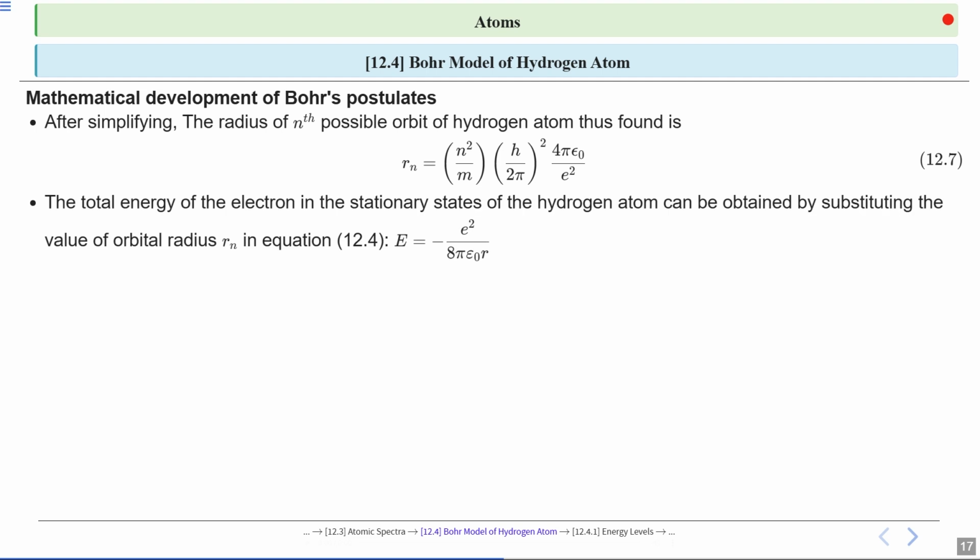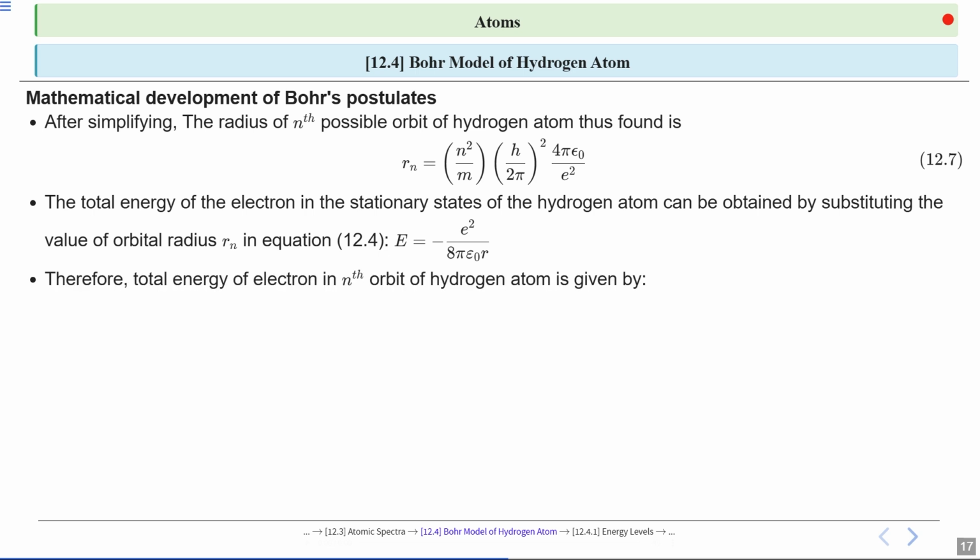Now let's talk about the total energy of the electron in these stationary states. We can find this by substituting the value of the orbital radius Rn into the energy equation. Okay, which is E equal to minus e square upon 8 pi epsilon naught r. Here E is the total energy in joules and the negative sign shows that the electron is bound to the nucleus. The closer the electron is to the nucleus, the more negative its energy.